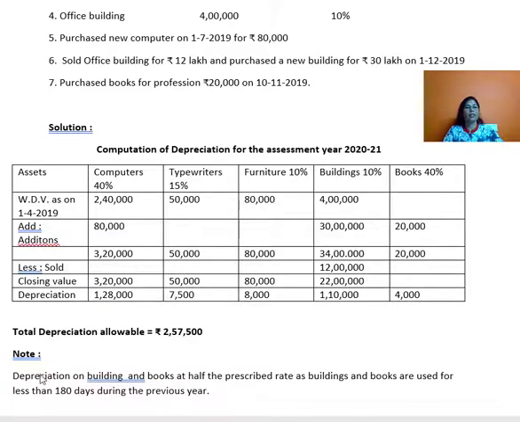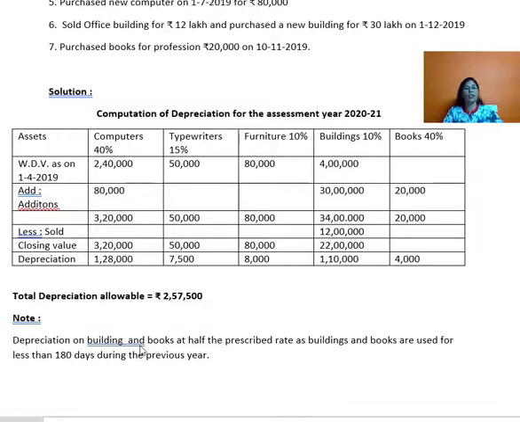On 22 lakh we can see a note here, depreciation on building and books at half the prescribed rate, as buildings and books are used for less than 180 days during the previous year. Books are purchased on 10th November. If the asset is purchased, then it will be used for less than 180 days. Therefore, on buildings costing rupees 30 lakh, there is only 22 lakh buildings.